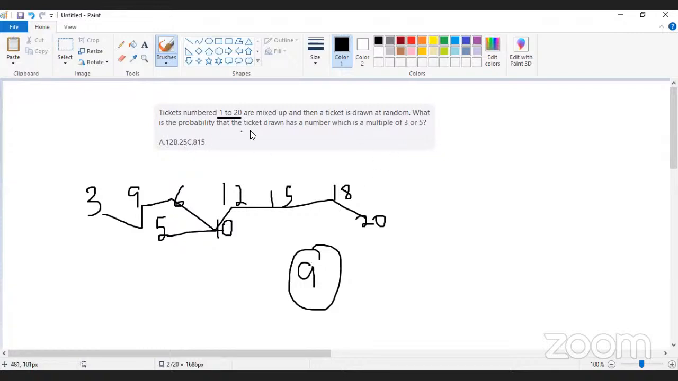So what is the probability that the ticket drawn has a number which is a multiple of 3 or 5? There will be 9. Just check, is there any other thing? 3, 6, 9, 12, 15, 18, that is 6 numbers. And this is 5, 10, 20. 15 is already taken. So 1, 2, 3, there are 9 numbers like that. So it's 9 by 20. The total probability is out of 20.